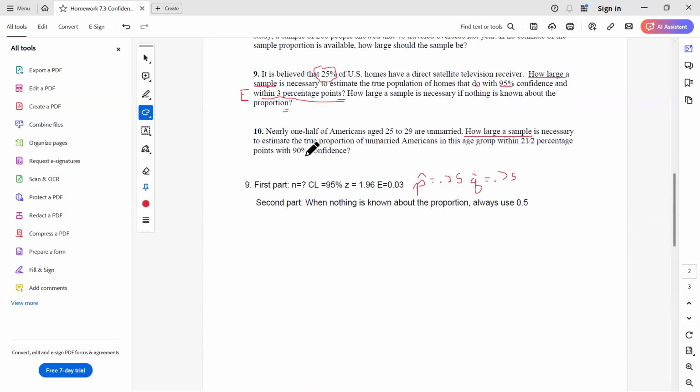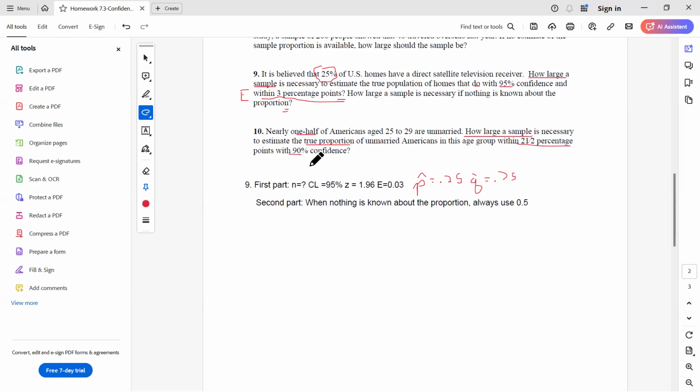Number 10 has a different Z, so it's not a Z that she didn't give you, but it may cause you some issues. Nearly one half of Americans aged 25 to 29 are unmarried. How large a sample is necessary to estimate the true proportion of unmarried Americans in this group within 2.5 percentage points with 90% confidence?